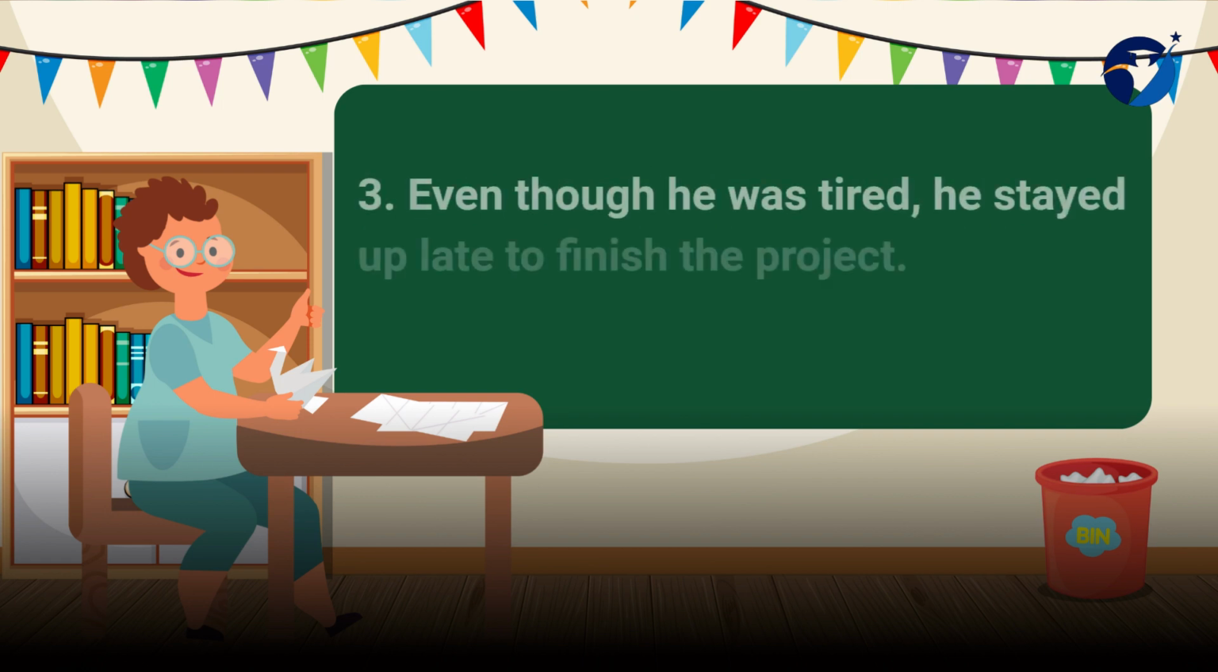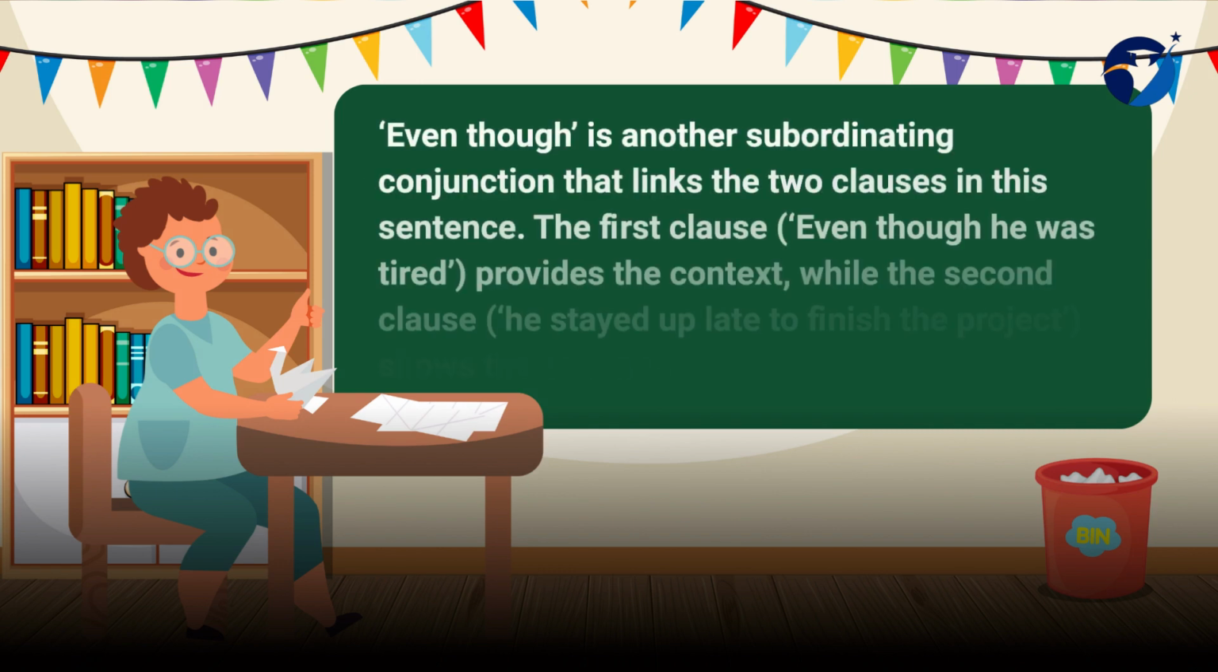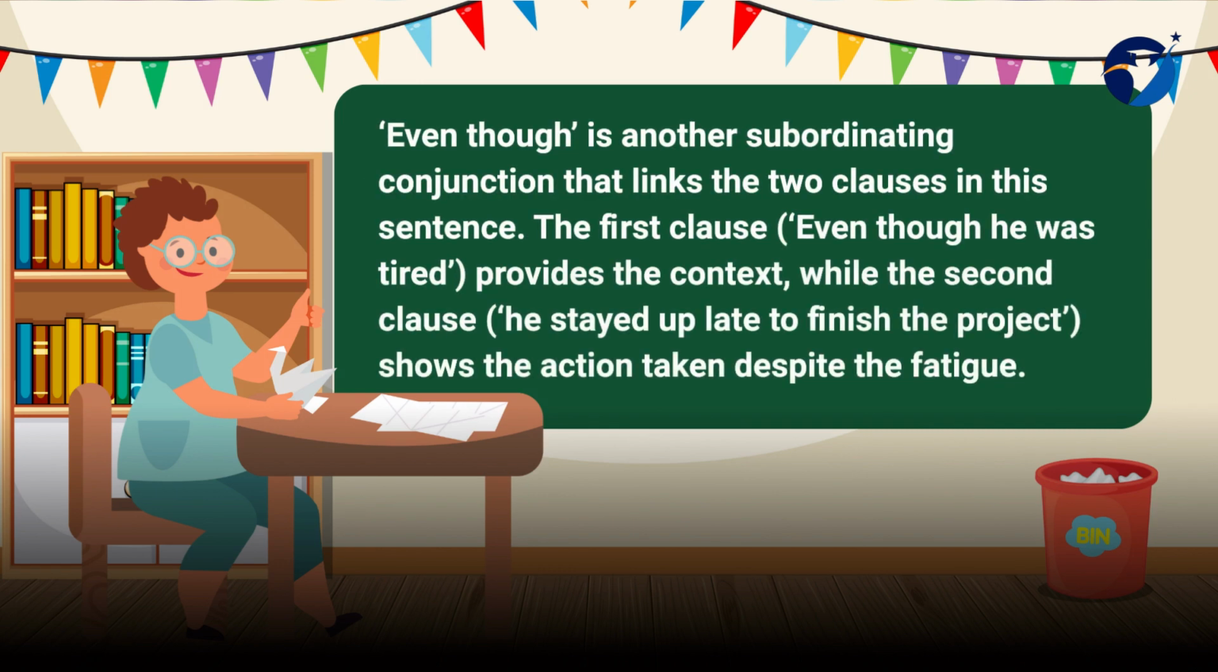3. Even though he was tired, he stayed up late to finish the project. Even though is another subordinating conjunction that links the two clauses in this sentence. The first clause, even though he was tired, provides the context, while the second clause, he stayed up late to finish the project, shows the action taken despite the fatigue.